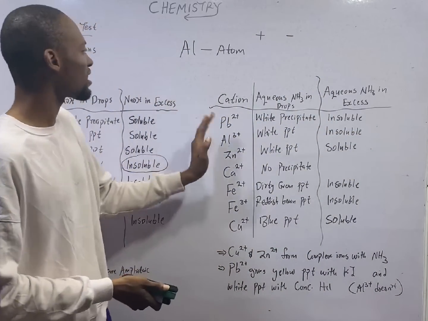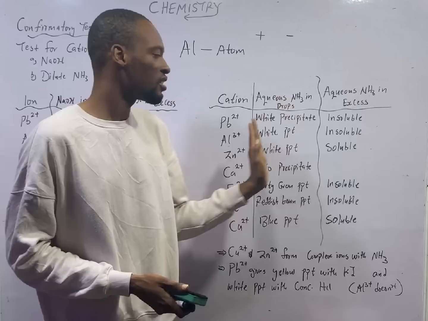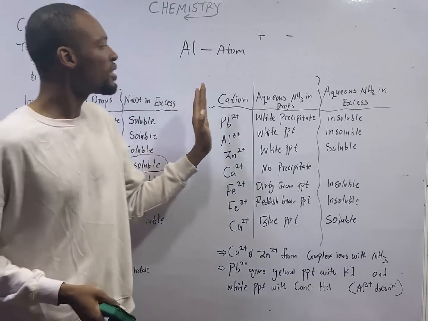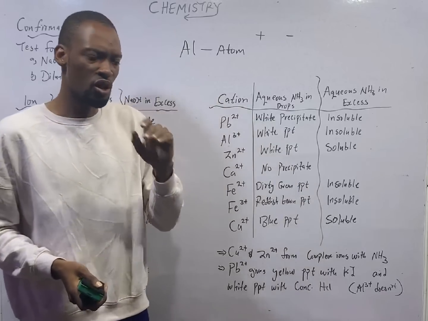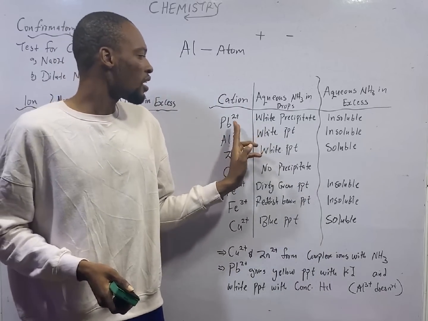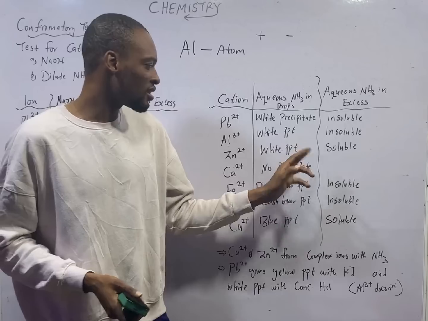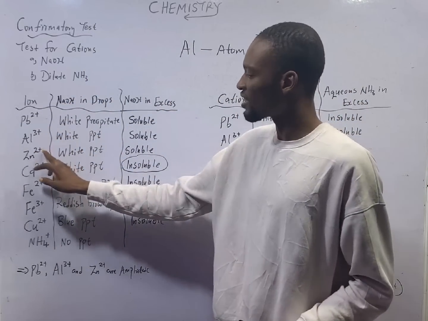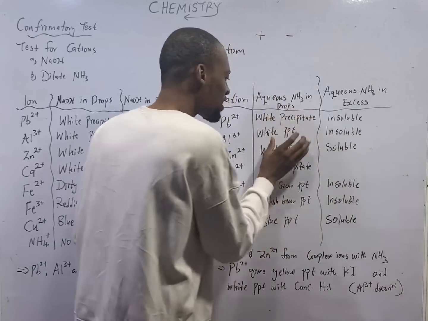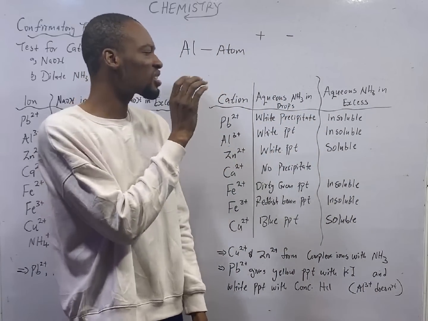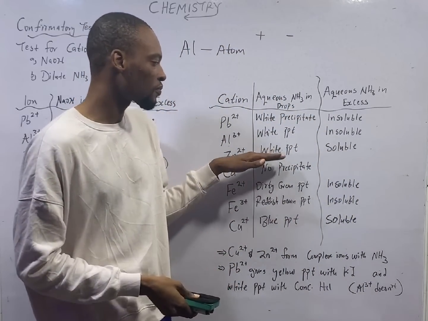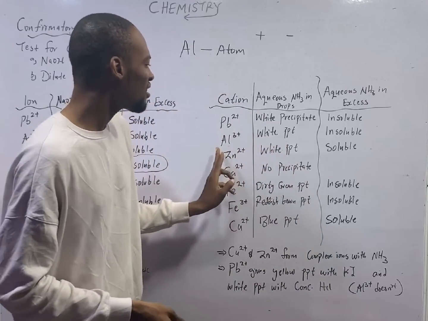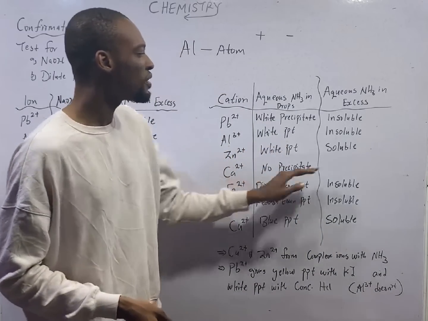Now let's see the test with aqueous ammonia. This is the test with sodium hydroxide. With aqueous ammonia in drops, lead will form white precipitate. You see, they are repeating what they did here. Lead, aluminium, and zinc will also form white precipitate with aqueous ammonia in drops. But a problem comes in. Only zinc ion will be insoluble.